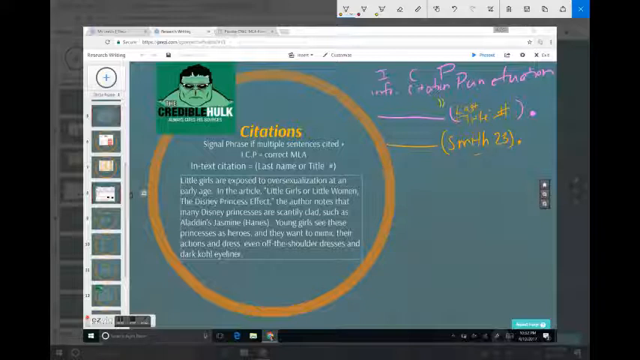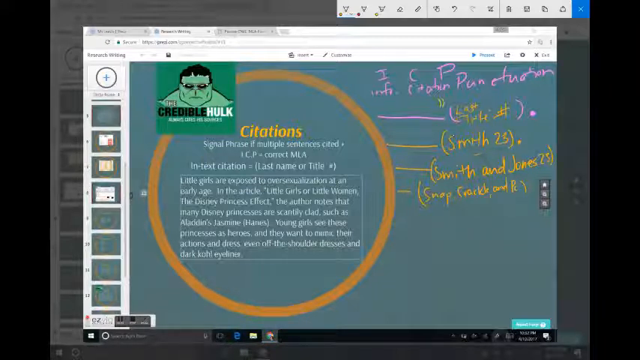Now here's something you do need to know. If you have multiple authors, you do have to list them all. So maybe it looks like this. Smith and Jones. 23. Okay, so that's if you have 2. If you have 3, you do something like this. Snap, crackle, and pop. Okay, so that's what 3 authors look like.